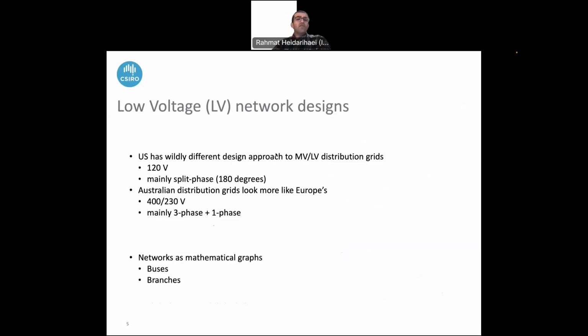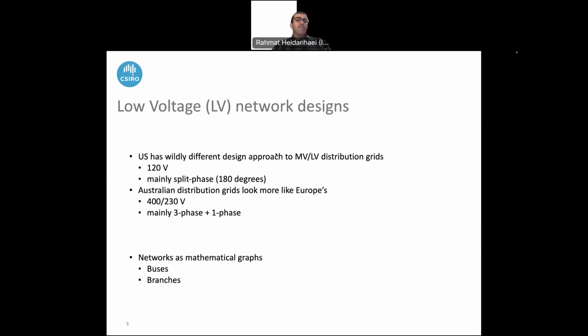The low voltage network has different designs. For example, the US has a widely different design approach to the MV/LV distribution grid, as in they have 120 volts and are mainly split-phase networks, whereas Australia has distribution grids which are more similar to European networks, as in there are 400 volt three-phase or 230 volt single-phase networks.